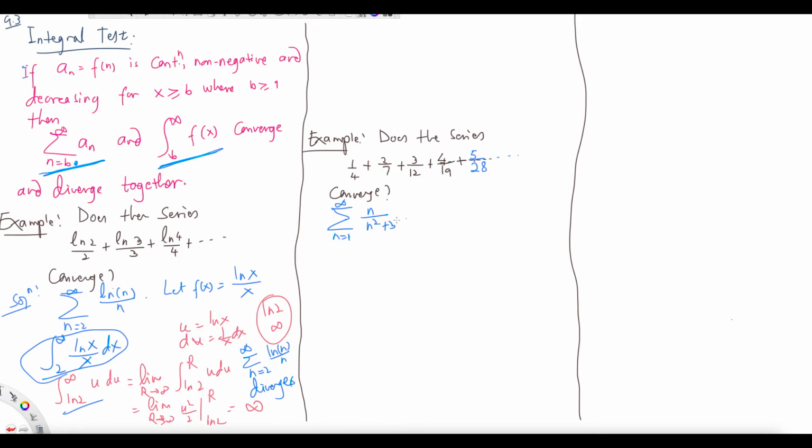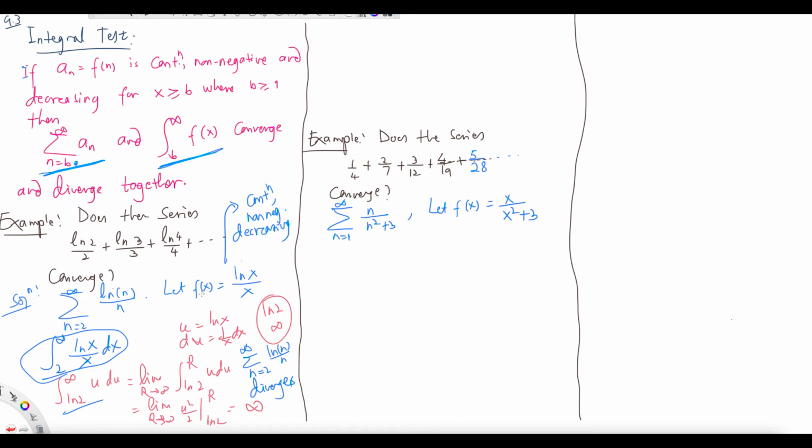Okay, now what you do is let f of x equal x over x squared plus 3. By the way, I forgot to show on the previous example that this is continuous. So let me write down that thing here. This function is continuous. Let me write down here: continuous, non-negative, and then decreasing.